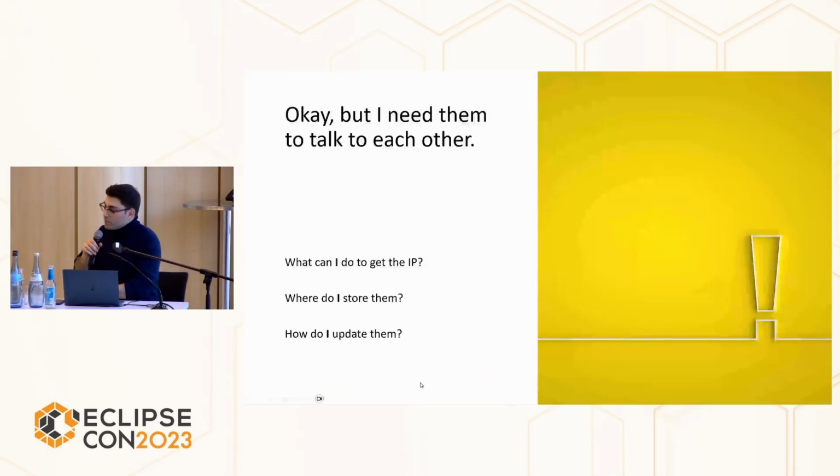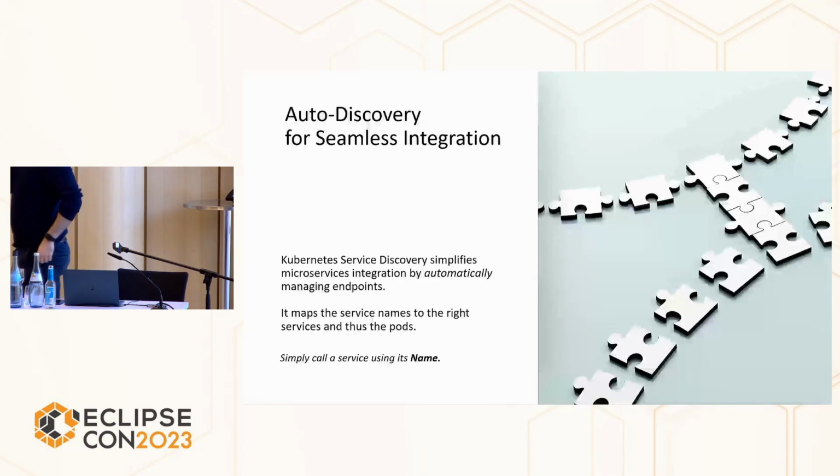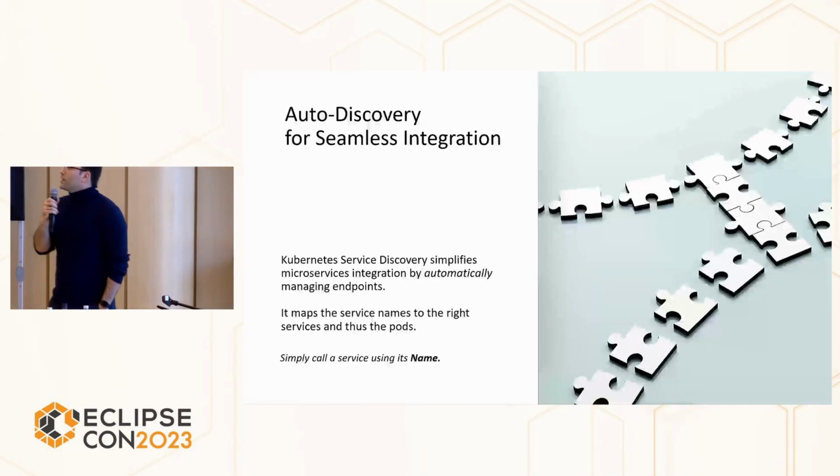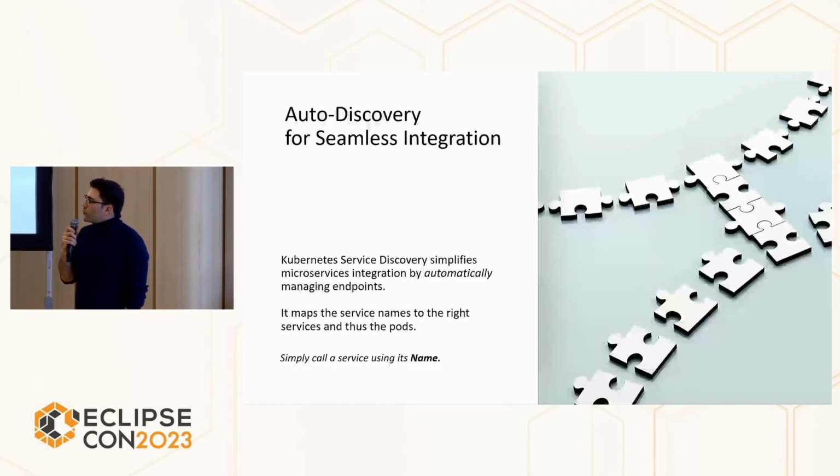And that is auto-discovery for seamless integration. That's what Kubernetes comes with. The great part about service discovery is it simplifies integrating microservices drastically, because you don't have to take care of them finding each other and communicating with each other. You just need to provide the right service name, and they can communicate, because it maps the service names to the right services and thus to the right pods. And that all works just via the name. I mean, that's super easy, right?